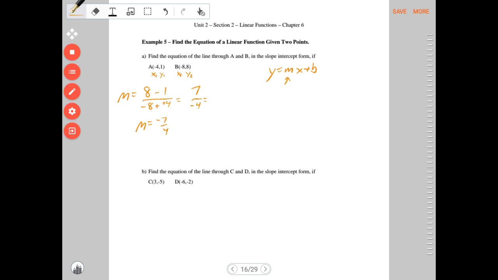Now, neither one of A or B is the y-intercept. We can tell because the y-intercept always has x equals 0. That would just be too easy.